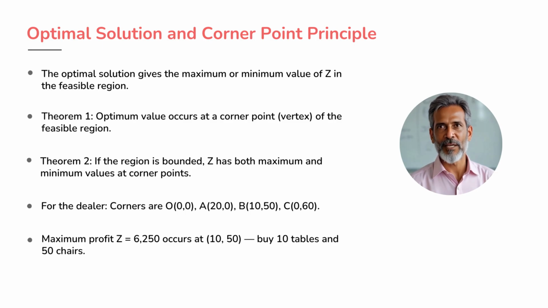At point O, 0, 0, Z equals 0. At point A, 20, 0, Z equals 5000. At point C, 0, 60, Z equals 4500. And at point B, 10, 50, Z equals 6250. So, the maximum profit occurs at the point 10, 50. That means the dealer should buy 10 tables and 50 chairs to earn the highest possible profit. This powerful idea that the maximum or minimum value of a linear function always lies at a corner point is the very foundation of linear programming.